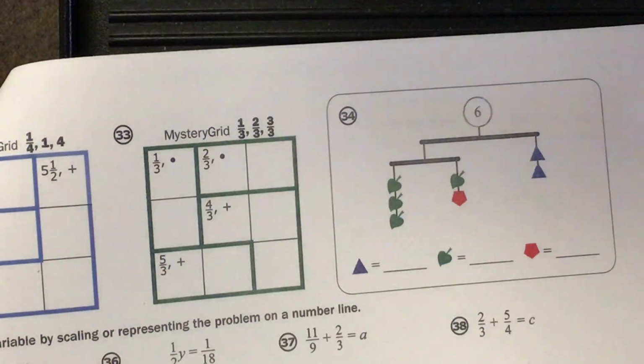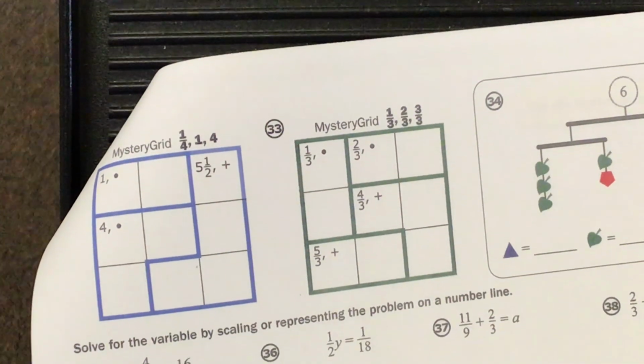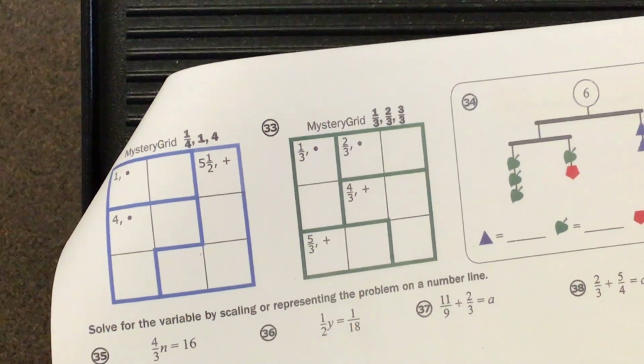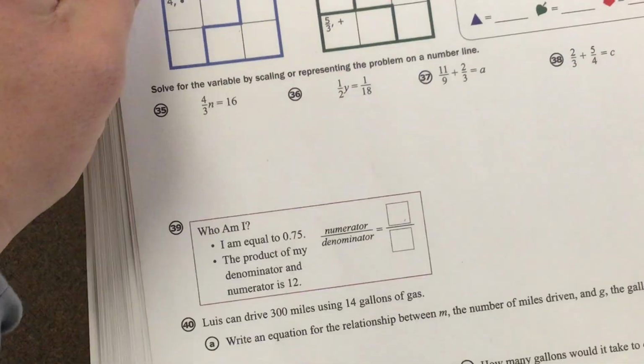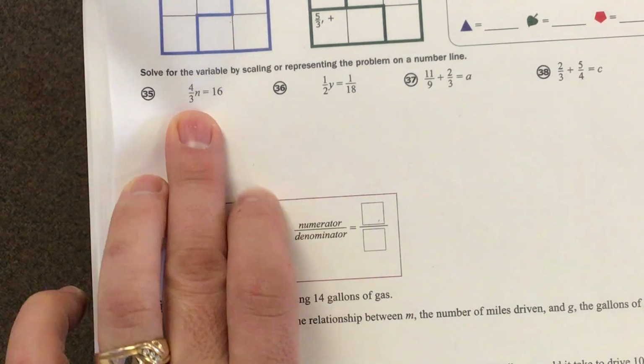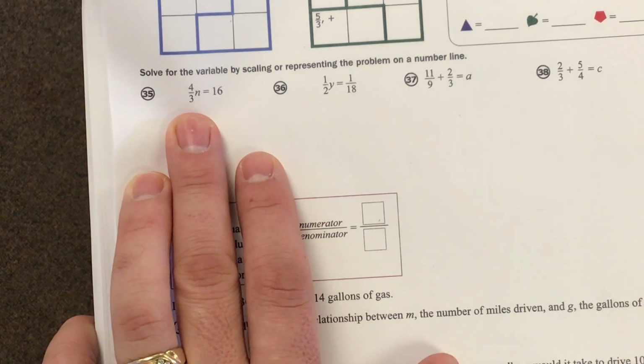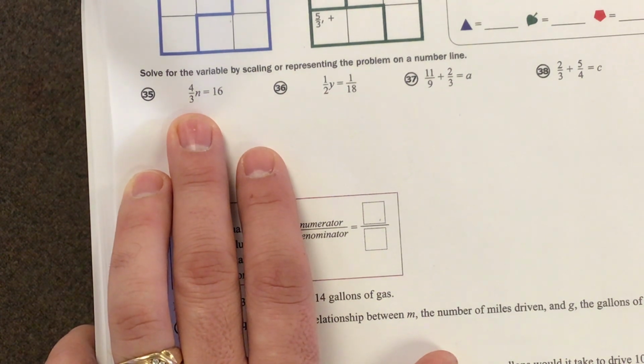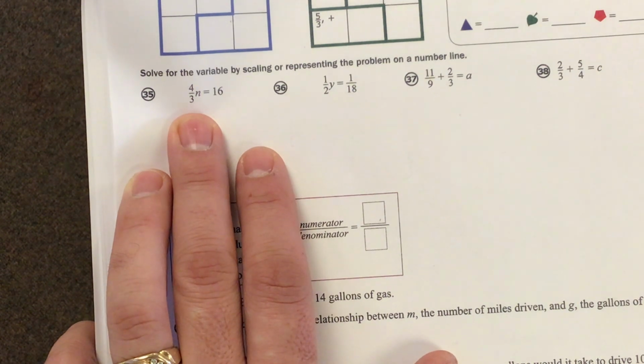All right. Question 35. Landon, what are the directions there? Solve for the variable by scaling or representing the problem on a number line. Now, I'm hoping by now you don't need to draw a number line for these. But for ones like 35, it is important to write these steps down so when you see it on the test, we know what we're doing. We're going to multiply by the reciprocal of whatever's in front of the x. Kira, what number is in front of the variable?